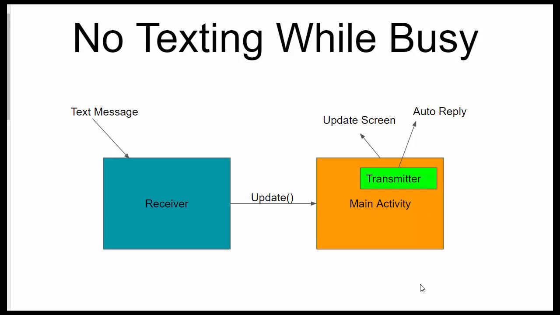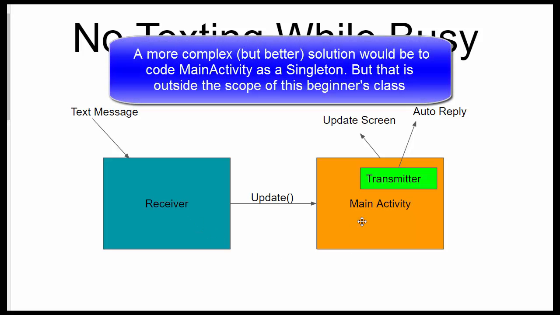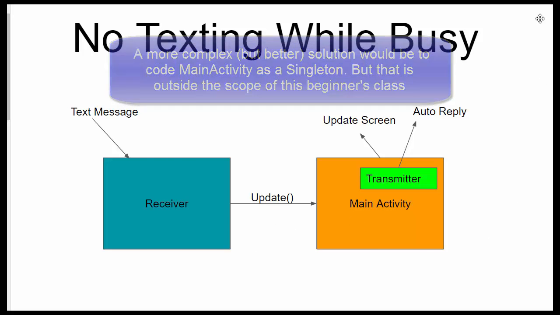Now we have a practical problem. We need to create some sort of a communication link between this receiver and the main activity. Now if there were several main activities running around in our app, getting the receiver to find the right one and to send the update accordingly would be a challenge. But we're lucky in that we're only going to have one main activity in our app. So by creating a static method called update, the receiver can easily communicate with the main activity by calling the static method. So let's do that now.